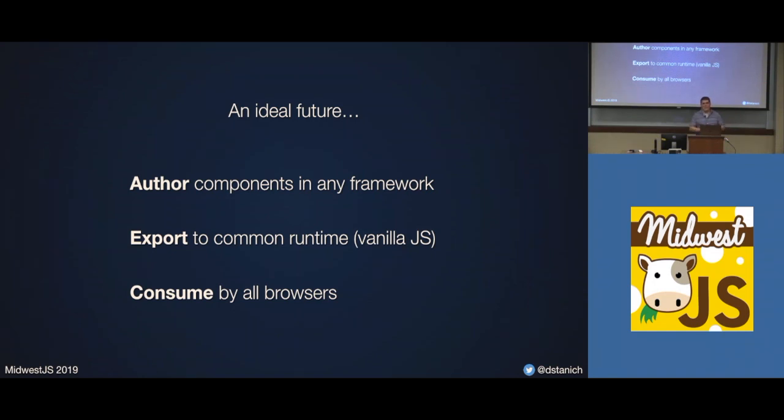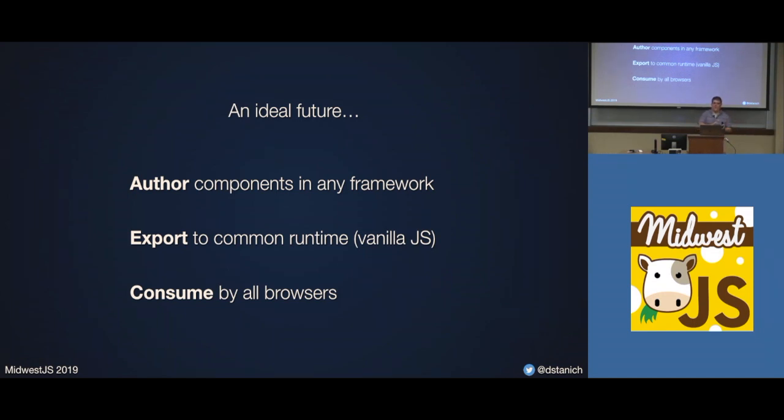So ideally, what I would like to see, and I have no clue if this is possible or if anything is heading this direction, but I would love to see basically the ability to author components in any framework, exporting it to a common runtime, and then that runtime is just vanilla JavaScript. Get rid of React, Angular, and Vue in that export, and then consume it by all browsers. There's nothing out there that I know of that does this, except maybe some of the other frameworks. I don't know about Svelte and Stencil. Maybe they do this already. But this would be ideal, right?